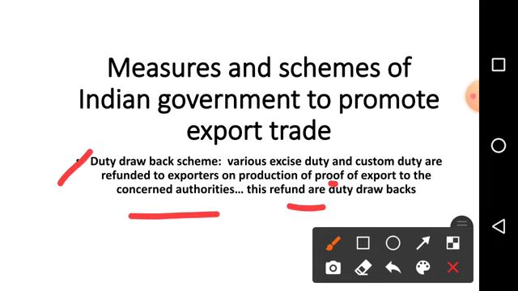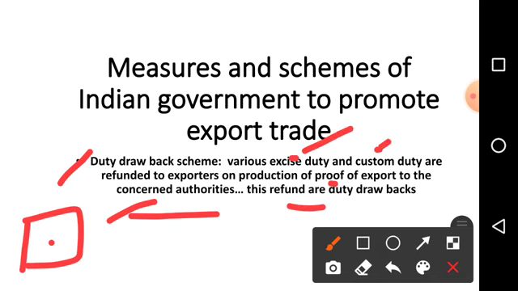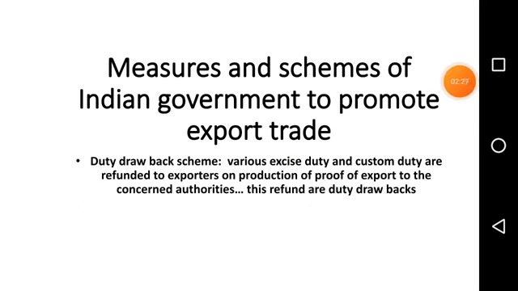Is it clear, students? You have done export, and to do export you have paid some taxes, excise duty, custom duty. Then you have got a written paper that you are doing export. So that receipt is like a proof you show to the concerned authority. After that, the money you have paid, the excise duty and custom duty, will be refunded to you. Okay? Yes, so that was the first one.